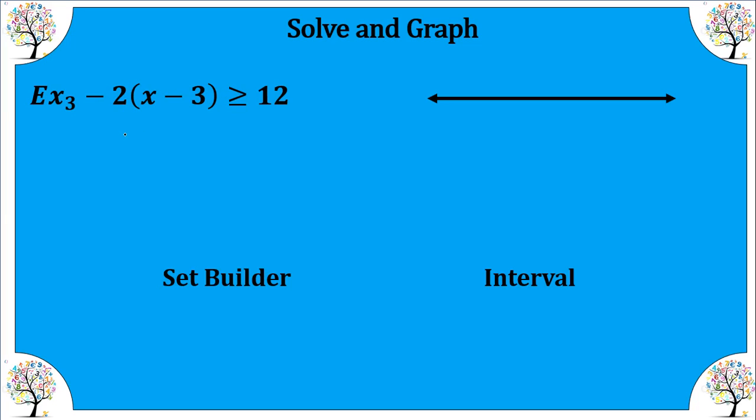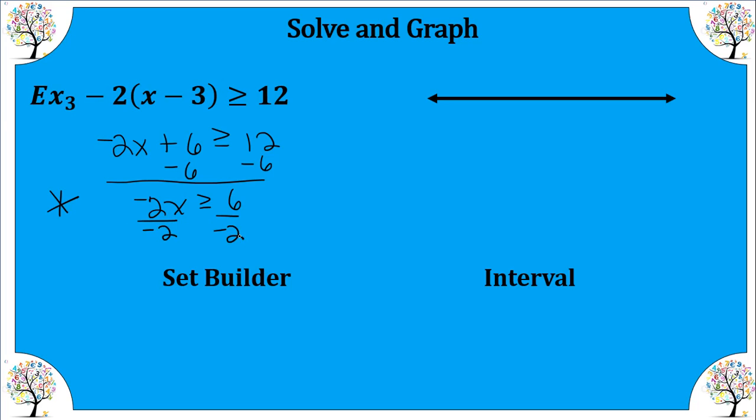Okay, number 3, we're going to distribute first. We get -2x plus 6 is greater than or equal to 12. We're going to subtract 6, so the subtraction property of equality, we get 6 here. Now look, I'm going to star this. I am dividing by a negative, so we have to remember to reverse, and we're going to get x is less than or equal to -3. So we had to flip it because we were dividing by a negative.